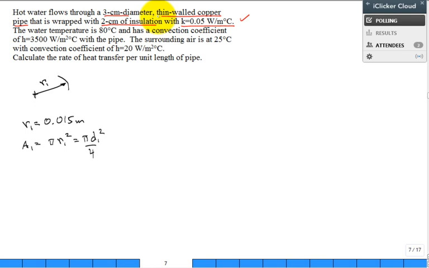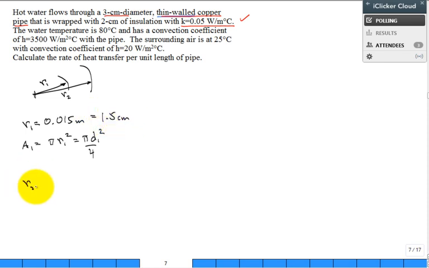Now, there's a key word, thin-walled pipe. What is the outer radius of that copper pipe? If it's thin-walled, the thickness is negligible. It's the same as R1, right? That's the key concept. Then they wrap 2 centimeters of insulation. So what is R2, the radius of the outer layer of that insulation? The insulation goes from R1 to R2, and they say that it's 2 centimeters of insulation.